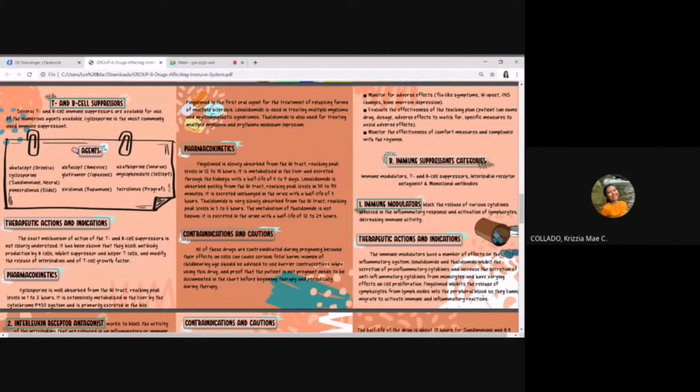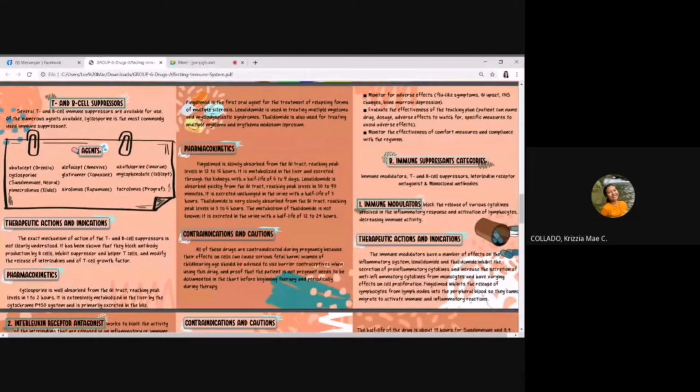So let's proceed to the pharmacokinetics. Cyclosporine is well absorbed from the GI tract, reaching peak level in 1 to 2 hours. It is extensively metabolized in the liver by the cytochrome P450 system and is primarily excreted in the bile. The half-life of the drug is about 19 hours for Sandimmune and 8.4 hours for Neoral.